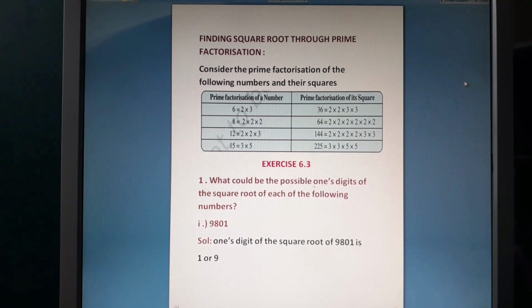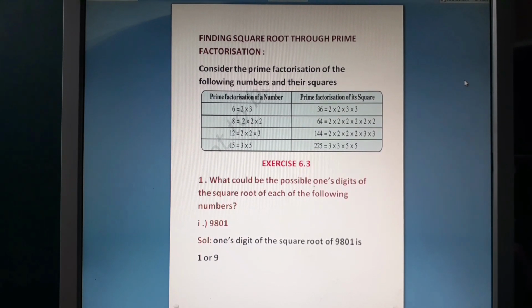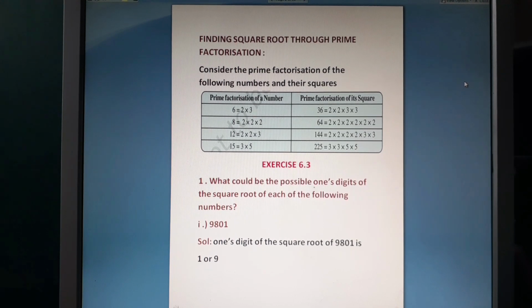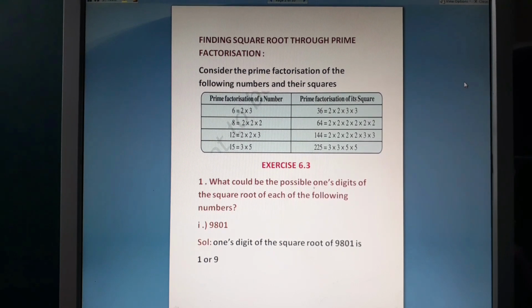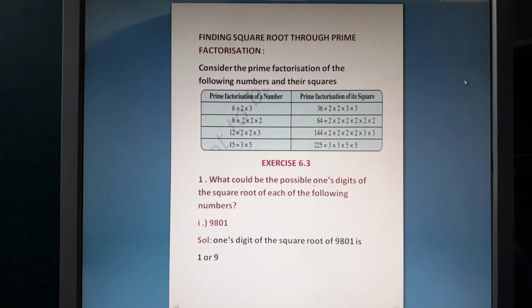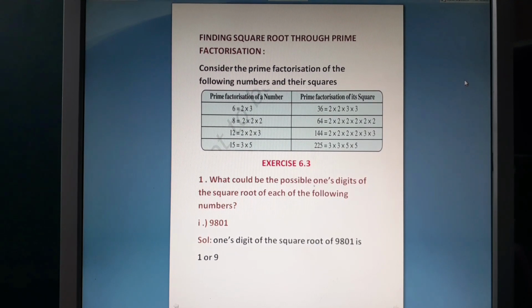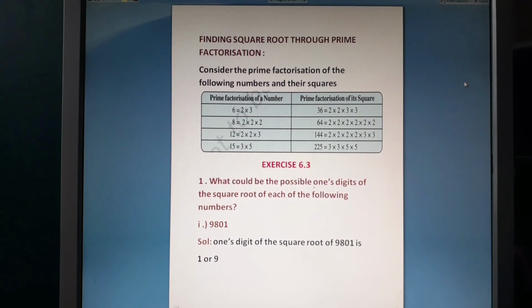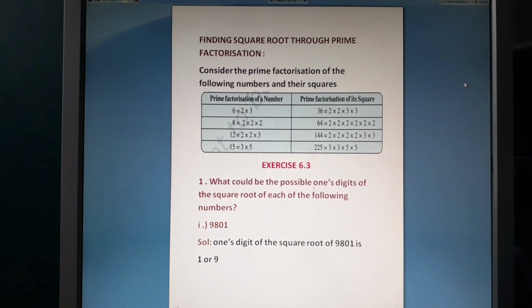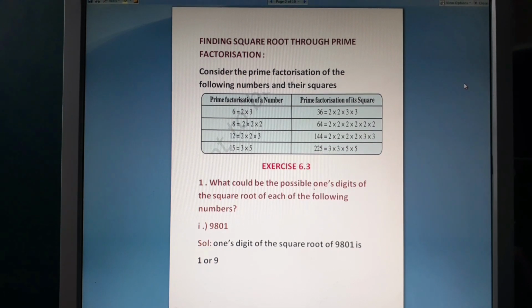Consider the prime factorization of the following numbers and their squares. See the table. Prime factorization of a number, prime factorization of its square. 6 is equal to 2 into 3. 6 square is 36. 36 is equal to 2 into 2 into 3 into 3. 8 is equal to 2 into 2 into 2. 8 square is 64. That is equal to 2 into 2 into 2 into 2 into 2 into 2.